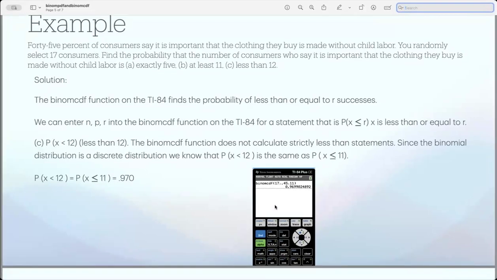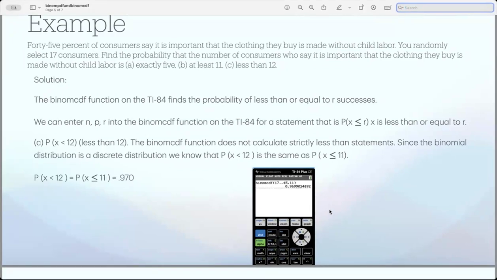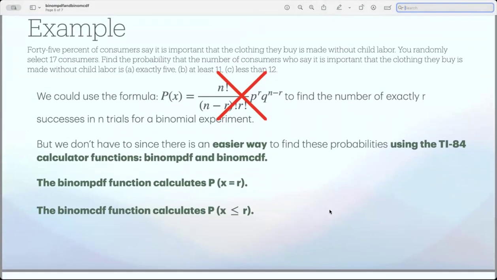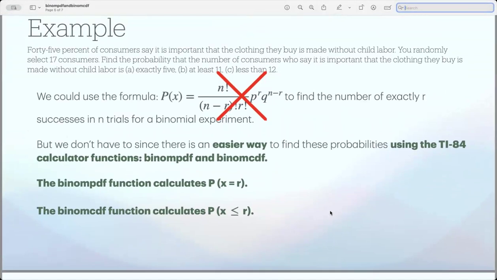Okay, so here we've seen how to use the calculator to find these probabilities. We could have used the formula, but we don't have to, since there's an easier way to find these probabilities using the TI-84 calculator functions. To summarize, the binomial PDF function calculates the probability that X is equal to r, so for statements that say exactly r successes, and the binomial CDF function calculates the probability that X is less than or equal to r successes.